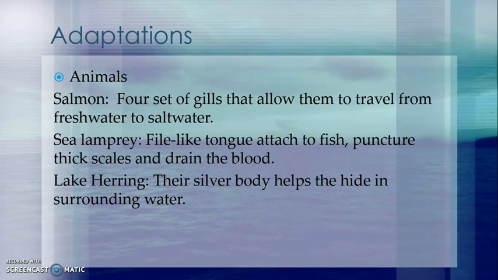Animals. Salmon have 4 sets of gills that allow them to travel from freshwater to saltwater. And then sea lamprey, which is a top predator there, and it's also pretty parasitic. They have a file-like tongue to attach itself to the fish and puncture its thick scales and drain the blood. Lake herring, their silver body helps them hide in surrounding water.